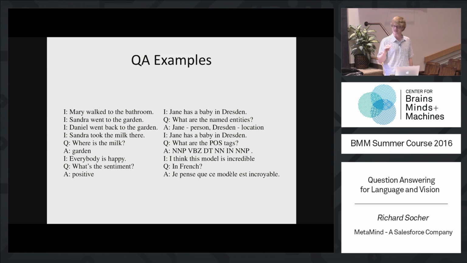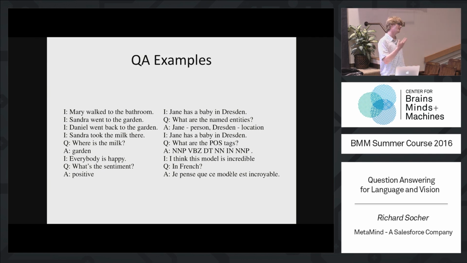But you can go further and say, well, the statement, the input is everybody's happy, and the question is, what's the sentiment? And the answer is positive, something we would usually consider as a text classification problem instead of a question answering problem. You can then go further and say, well, Jane has a baby in Dresden, and you can ask, what are the named entities? This is usually seen as a sequence tagging problem. But again, we can cast it as a question answering problem. Same with part of speech tagging, and even other more complex things like what's the translation into French of this sentence, and getting, again, the answer being just a translation.